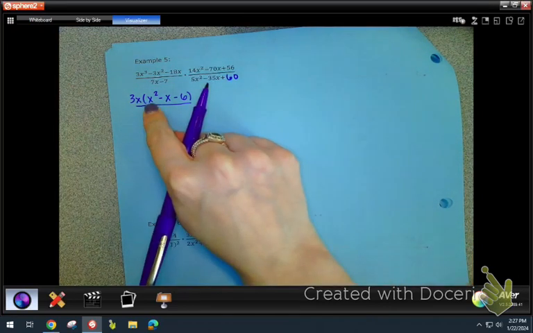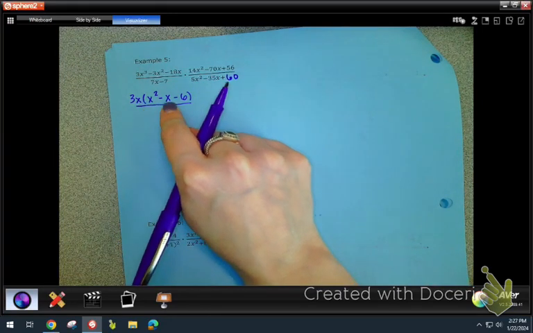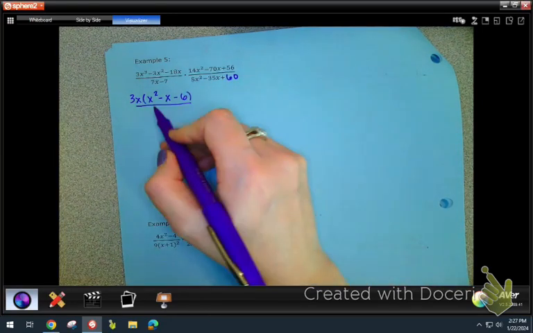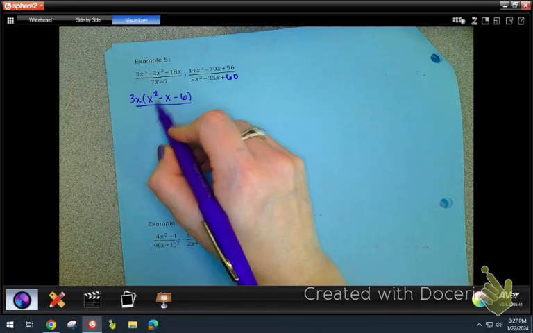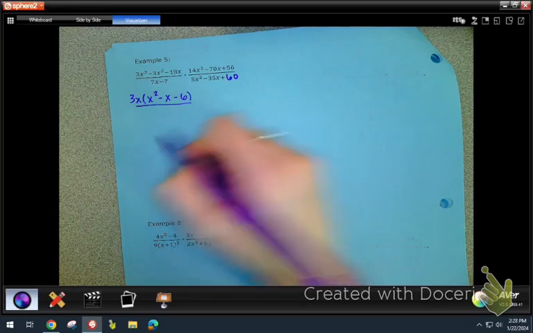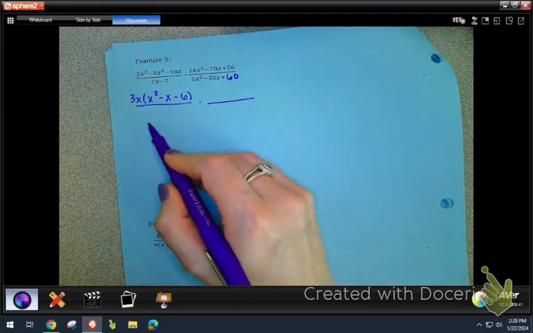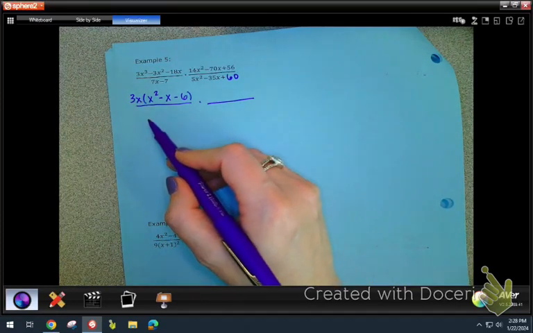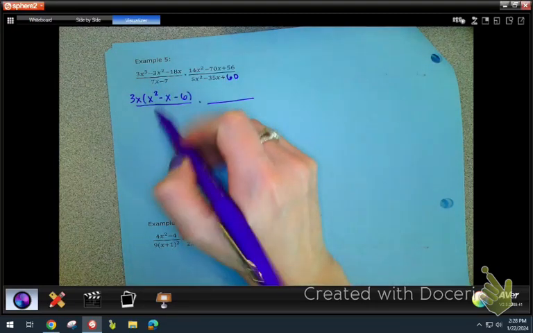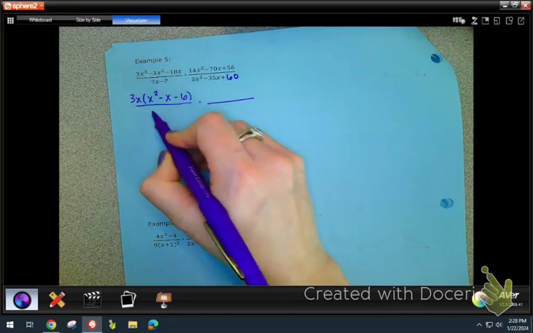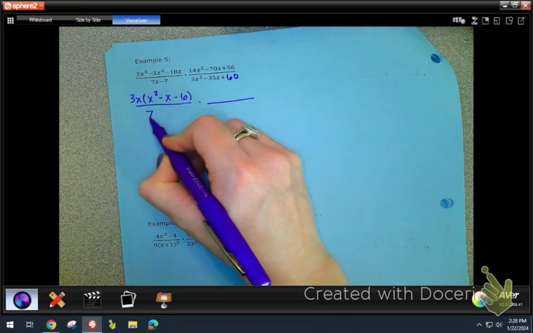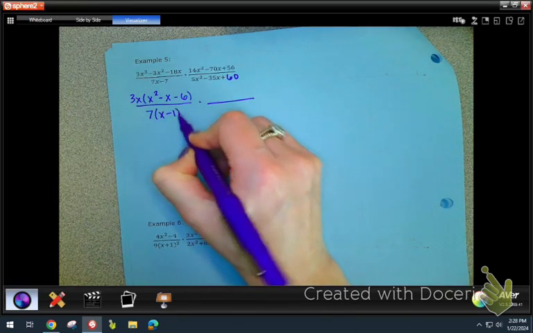Yeah. X squared minus x minus 6. Do y'all want to finish factoring that? Just leave it. We're going to have to factor it all the way, but we'll leave it for now. Okay, 7x minus 7. What do you factor that by? 7x. Okay, that's done.